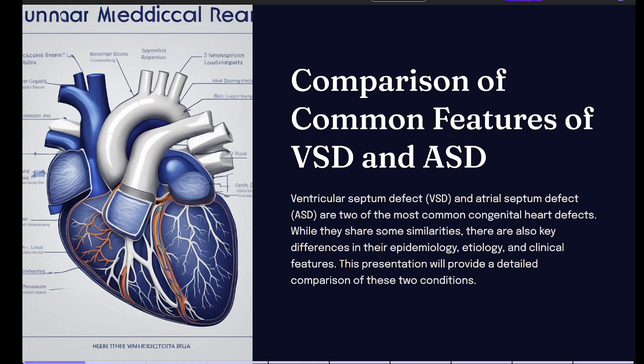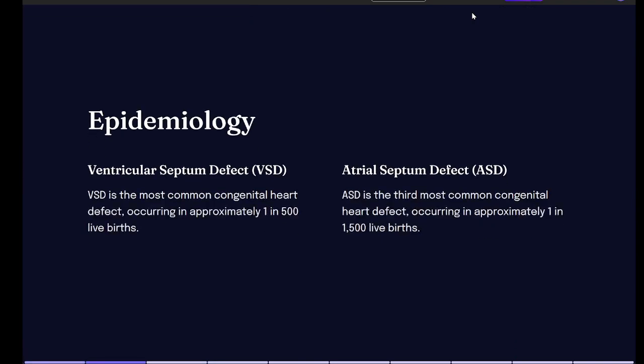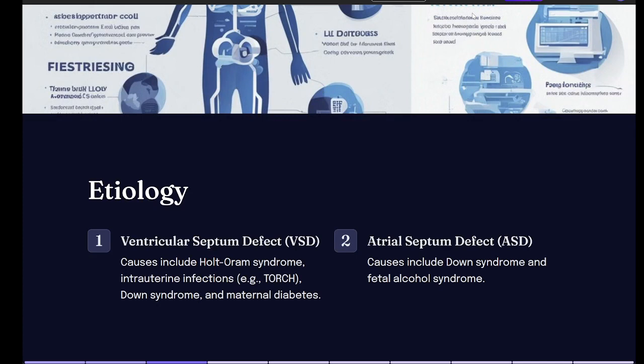Below is a table comparing the common features of ventricular septal defect, VSD, and atrial septal defect, ASD, based on the provided information. Feature: ventricular septal defect, VSD; atrial septal defect, ASD. Epidemiology: VSD is the most common congenital heart defect; ASD is the third most common CHD. Etiology: Holt-Oram syndrome, Down syndrome, intrauterine infections, e.g.